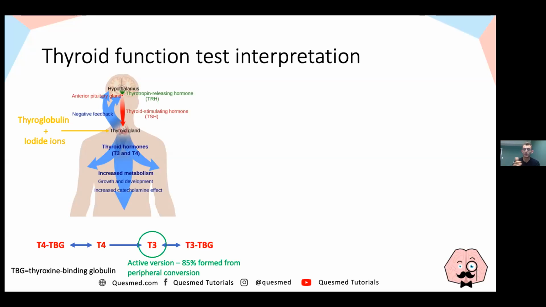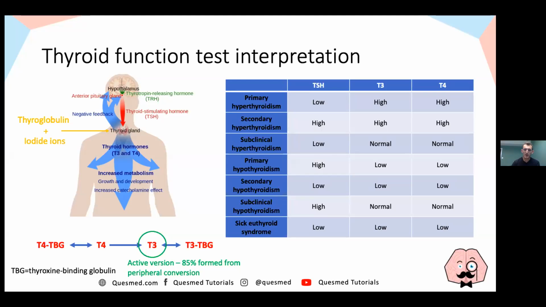and 85% of T3 is formed by peripheral conversion of T4 to T3, and the rest is made in the thyroid gland. T3 and T4 both have negative feedback on the hypothalamus and on the anterior pituitary. So if there is a really high level of T3 and T4, that will have a negative feedback effect on the anterior pituitary, so the TSH will go down to try and reduce the amount of T3 and T4. This is summarised in this table here.